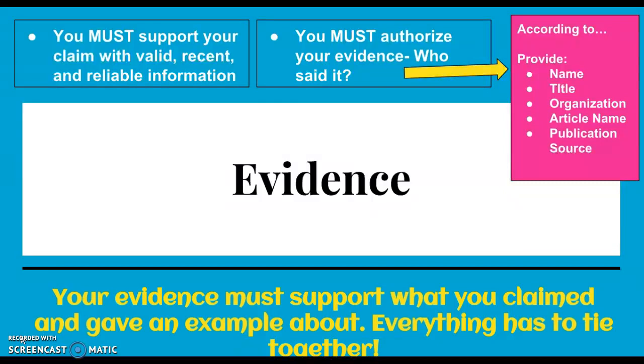So an easy way to start the sentence is "according to," and you want to give as much information about your source as possible. So give their name, the title if they have one, so a doctor maybe. If there's an organization they're tied to, such as a university or a hospital, the article's name, the publication source, meaning is it a website, is it a book, where did it come from? And again, your evidence has to support what you claimed and gave an example about. Everything has to be tied together in this paragraph.